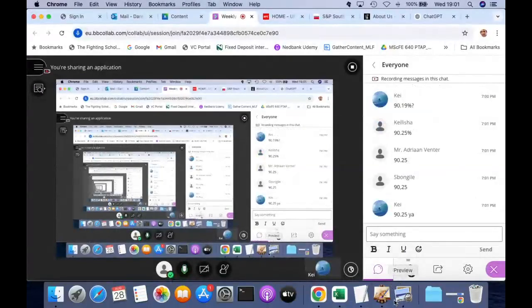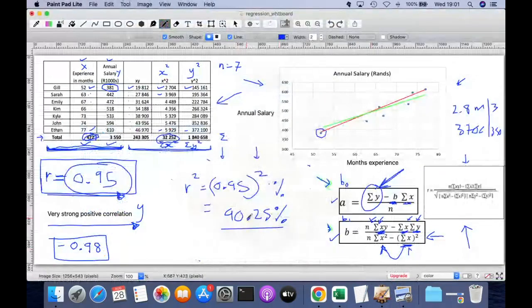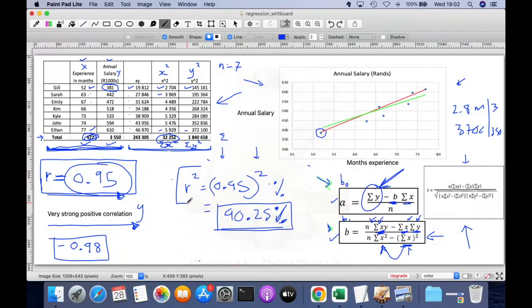Well done, everyone. Remember to say percent. Don't leave it as 90.25. Now, let's interpret this. There's a special name for this R squared. We call it the coefficient of determination. Remember that, because in the test or the exam or assignment, they could ask you to work out the coefficient of determination. You need to know that that is the same thing as R squared.